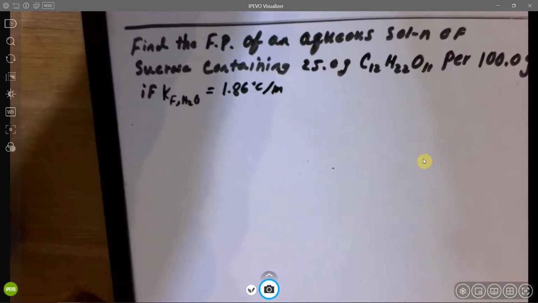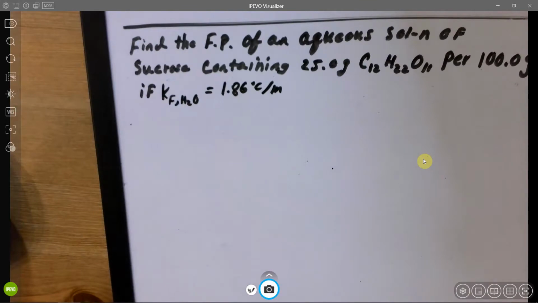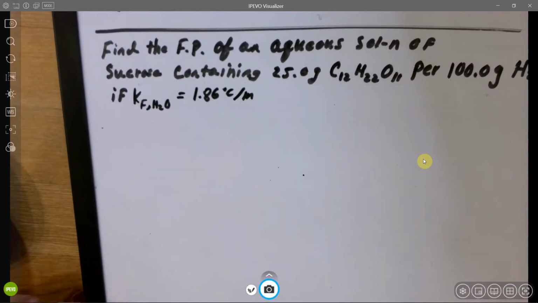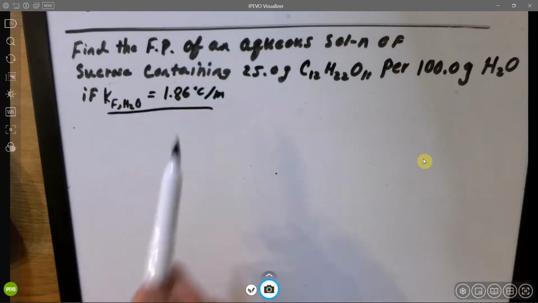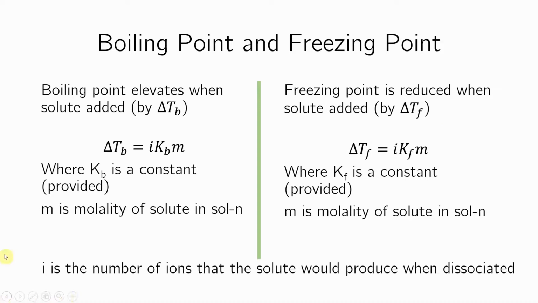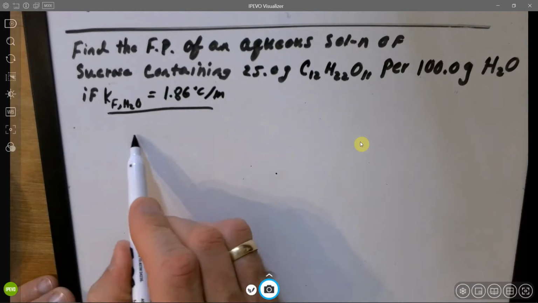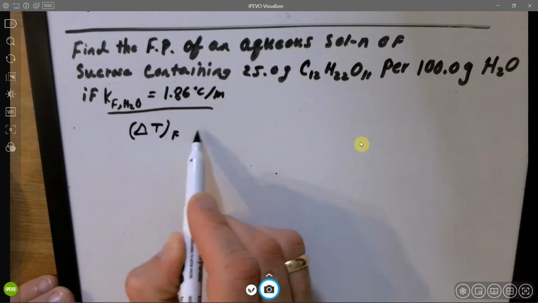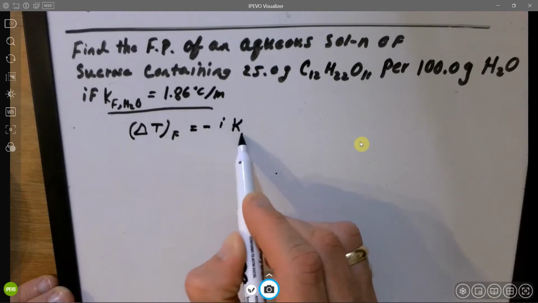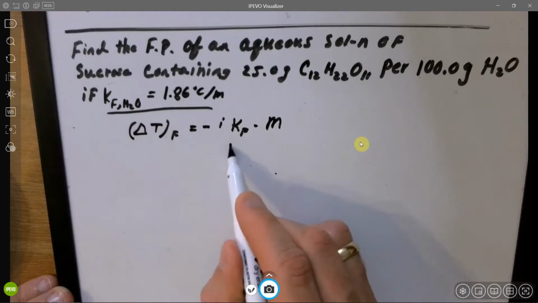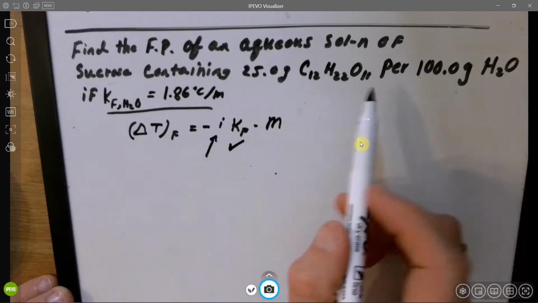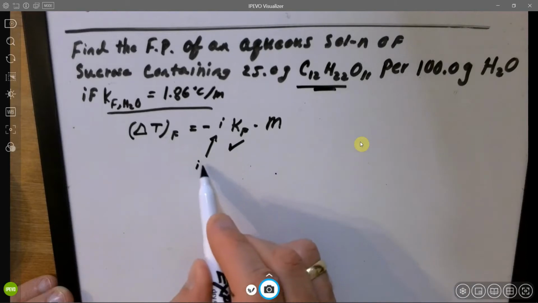Let's find the freezing point of an aqueous solution of sucrose, which is sugar, table sugar, containing 25 grams of sucrose for 100 grams of water, and I'm giving you here the Kf. And to remind you, the equation right here, I'm talking about the freezing point, so it's this thing. So I'm going to lower my freezing point by how much? So I have delta T of freezing is equal to negative i Kf times the molality of the solution. And I give you Kf. i for sucrose, as you can see here, this will not dissociate. i is equal to 1.